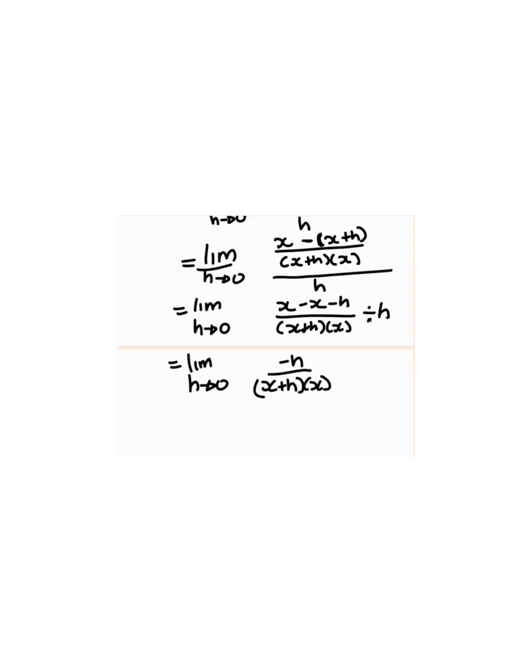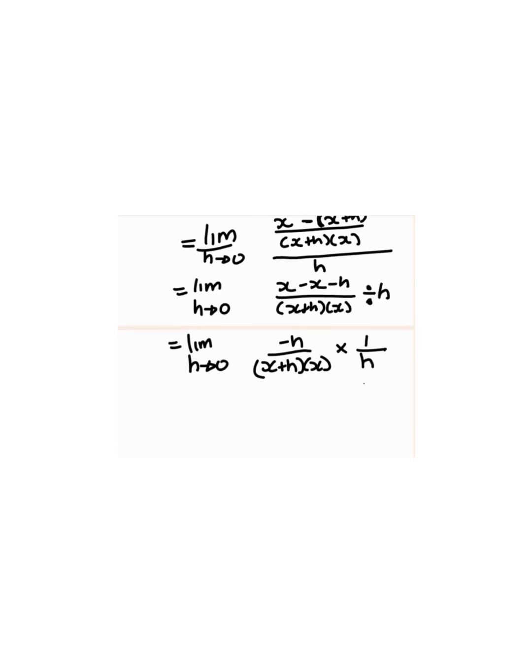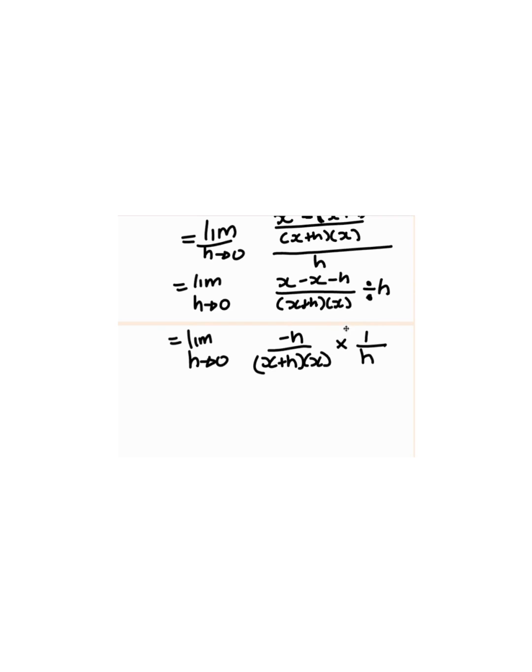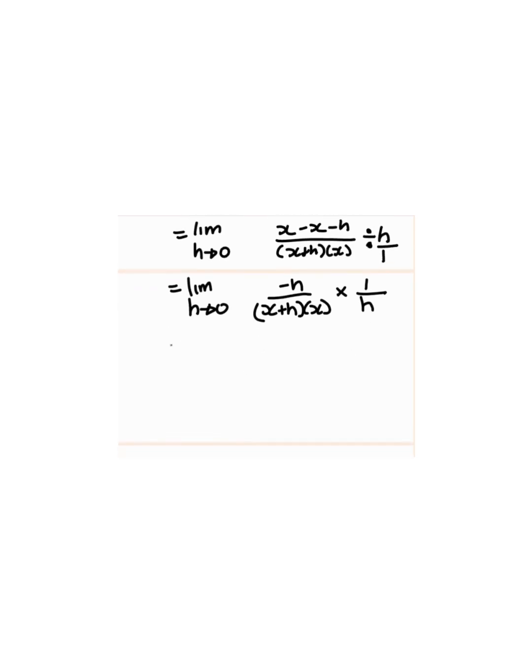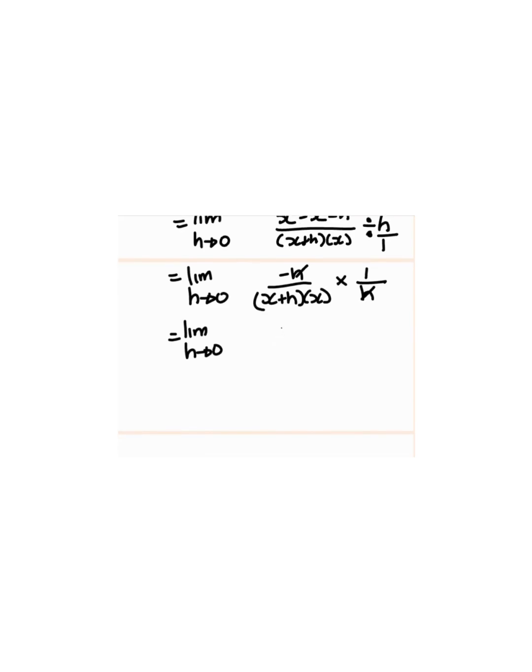And then remember, if you are dividing a fraction by a fraction or a fraction by a number, you can change the division to a multiplication, and that becomes 1 over h. When you change that to a multiplication, the h becomes a reciprocal. If it was h over 1, it becomes 1 over h. We have the limit as h tends to 0. The h and the h cancel. Then we are left with negative 1 over (x+h) times x.